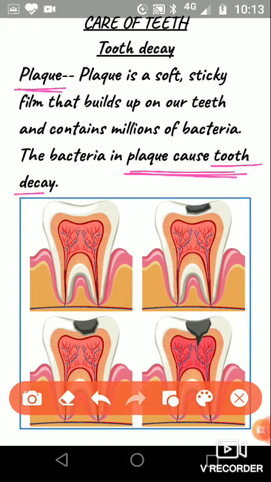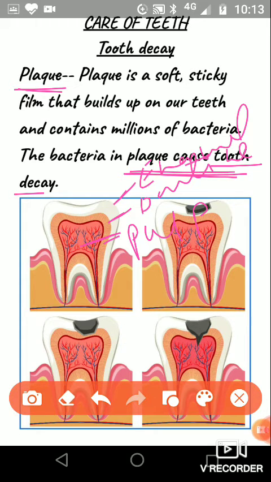So now, what is your enamel? This is our enamel. This part, the hardest part of our body, which is white in color, is enamel. Then the other part is called dentine, and then the inner part is called the pulp.